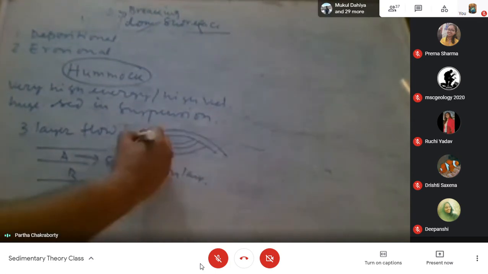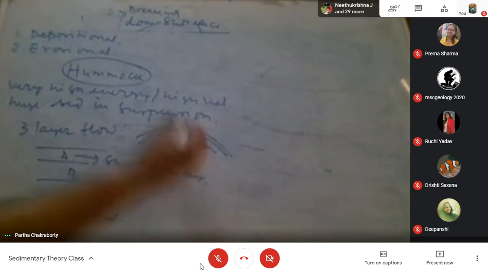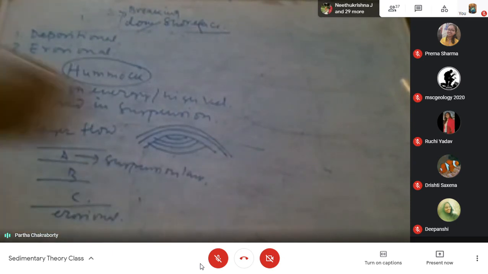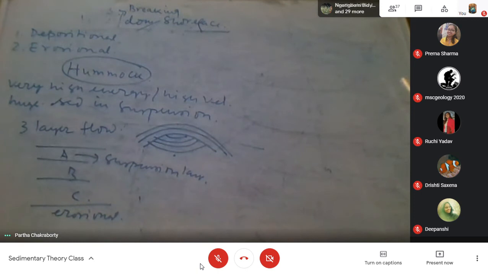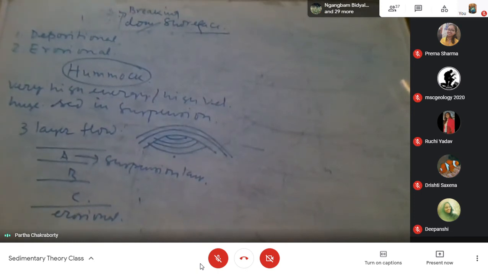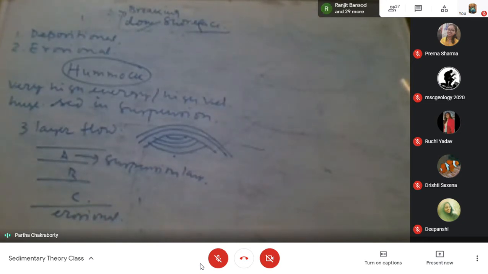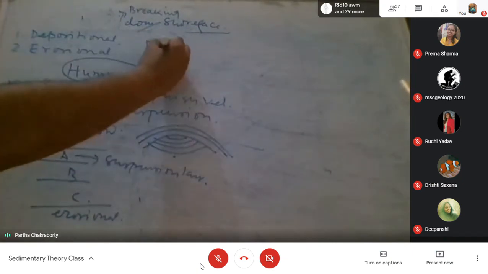And then it will become deposition. So this is the erosion, then the deposition. The storm flow, because of its high shear at its base, erodes. But in the erosion process, it loses its energy, and then the suspension cloud starts depositing. So a hummock is a domal structure with centripetal dip. Domal structure with centripetal dip.